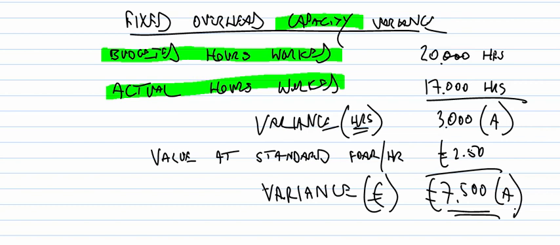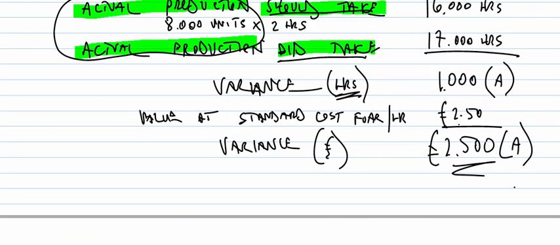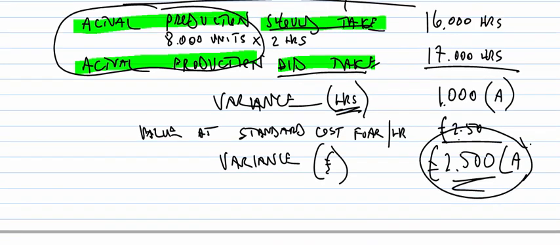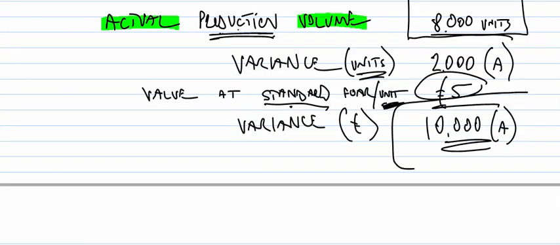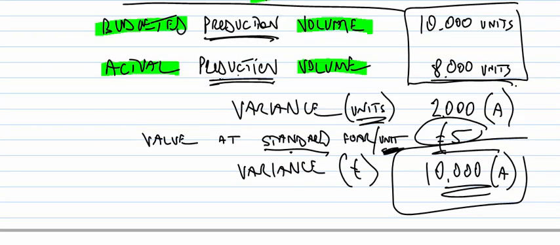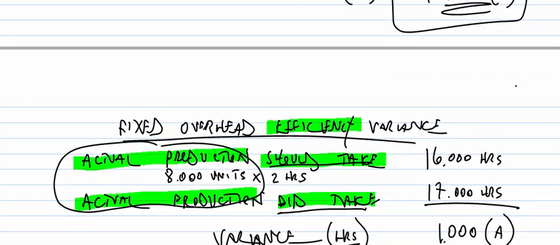And I can now do my double check, because remember the fixed overhead efficiency and fixed overhead capacity variances should break down the fixed overhead volume variance. And if you combine 7,500 adverse with 2,500 adverse, I think that does indeed give a total of 10,000 adverse. So I can now say that the reduction in volume, remember they only made 8,000 units instead of 10,000 units, that reduction in volume was caused by two things. Firstly, staff were working slower than we expected, and secondly, they worked for fewer hours than we expected.